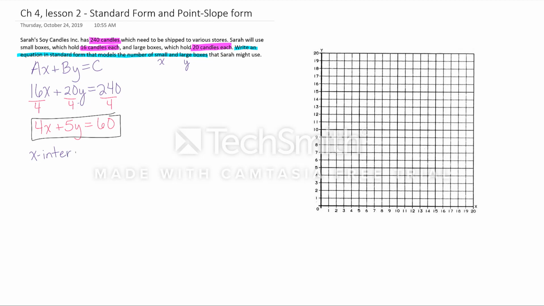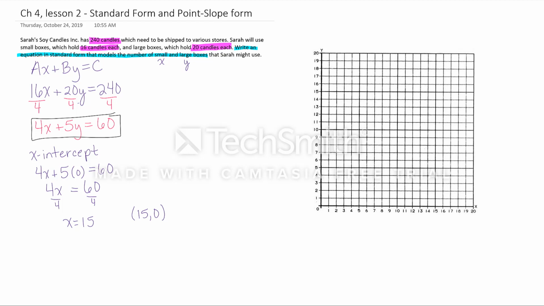if you remember, any point on the x-axis has a y-coordinate of 0, a y value of 0. So to find our x-intercept, we're going to substitute a 0 for the y variable, and then we're just going to solve. So 4x plus 5 times 0 is 0 equals 60. And then we divide to solve, and x equals 15. Okay, so basically that tells us that we have a point at (15, 0), our x-intercept.